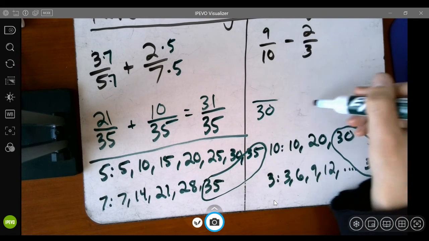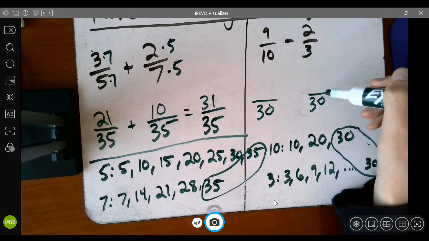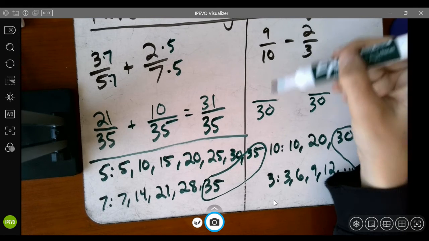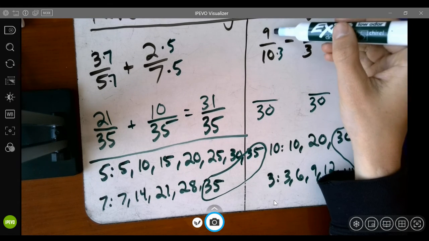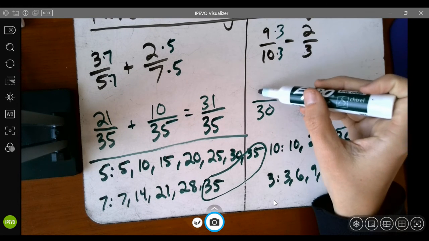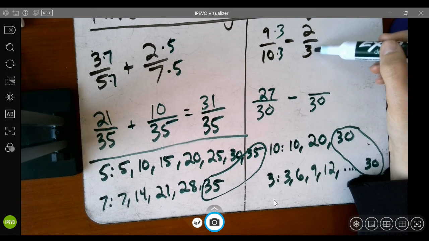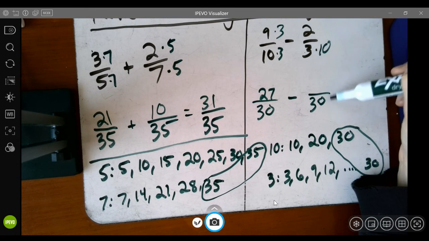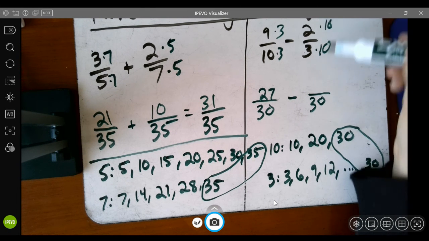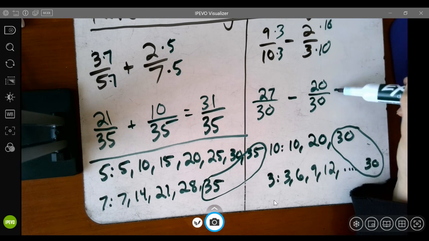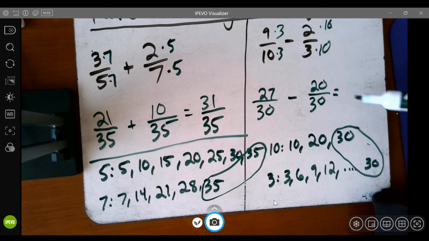So we rewrite both fractions to have a denominator of 30. To get from 10 to 30, we would need to multiply by 3, and then do the same to the numerator. So it would be 27 over 30. To get from 3 to 30, we need to multiply by 10, and then do the same to the numerator, and we get 20. And then we subtract the numerators and keep the denominator.